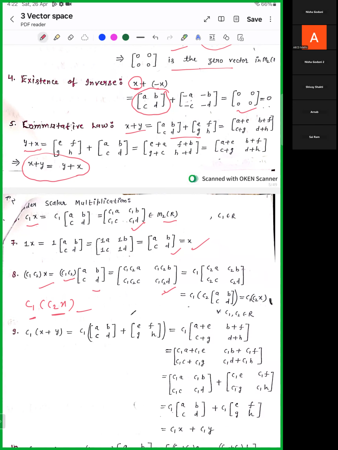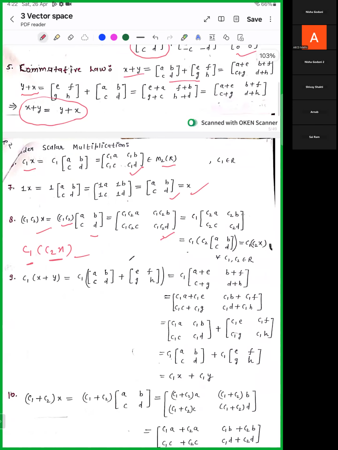Then in next, you have C1 into x plus y. So I have added x plus y and multiplied with C1. So you have this matrix. And I have directly got this C1x plus C1y from this, or you can multiply by C1 in x, then multiply by C1 in y, and add them. Then you will see that this is also equal to this.